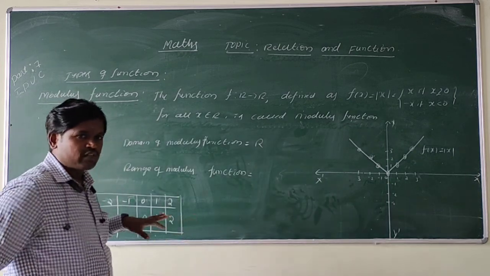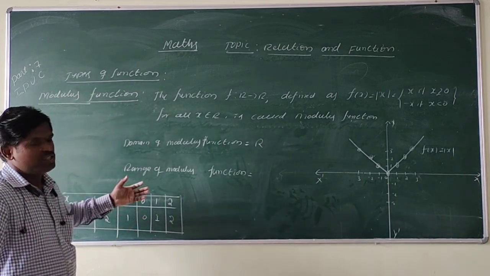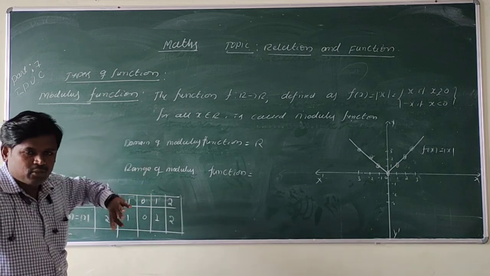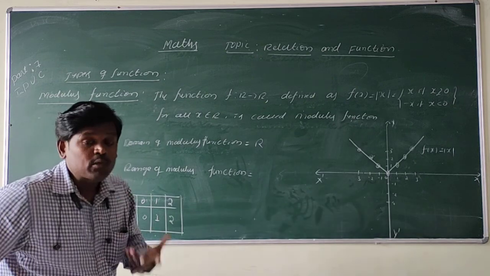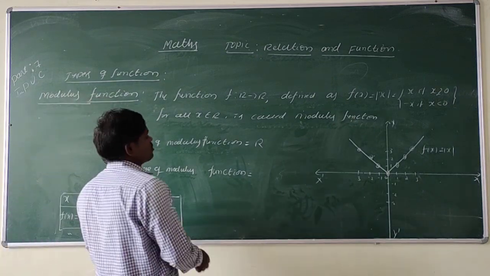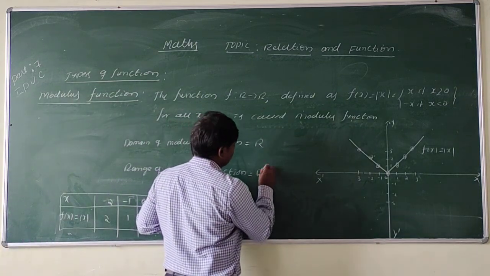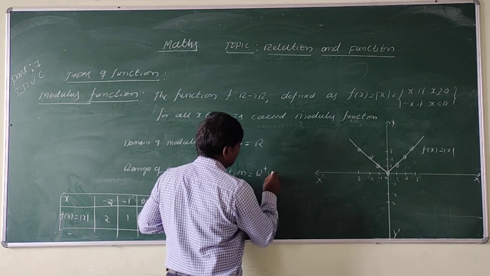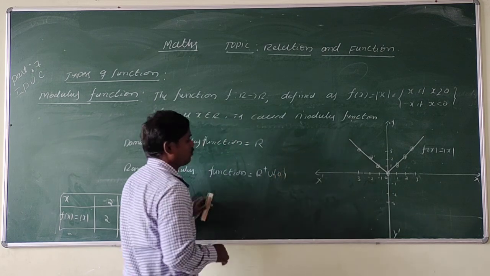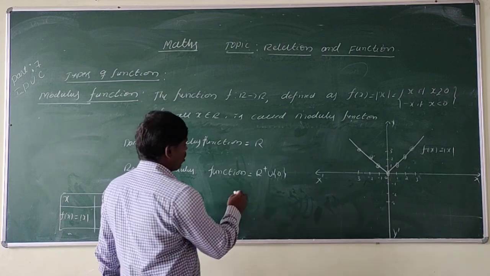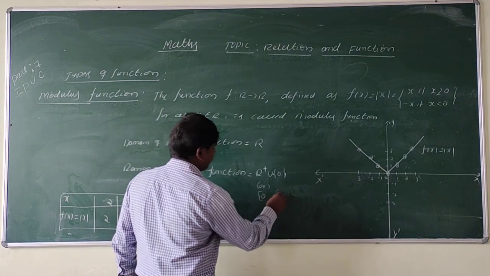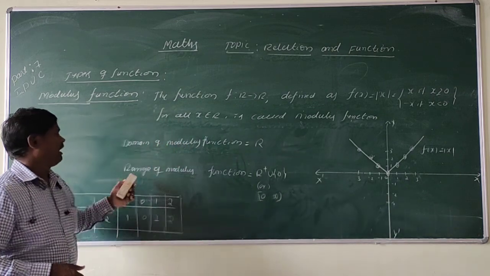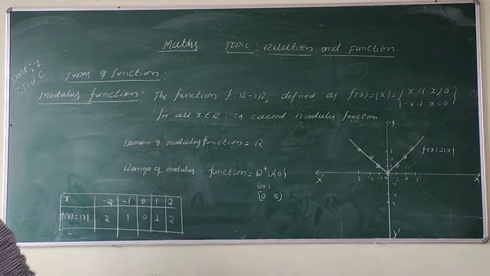So this is the absolute value function. We may put any positive real number or any negative real number, so then the output is the set of all positive real numbers. So therefore, R plus including 0. This can also be written as 0 to infinity. So this is the range of the modulus function.